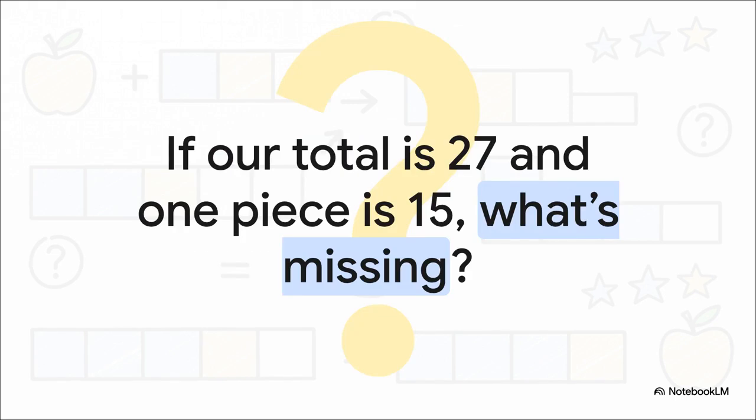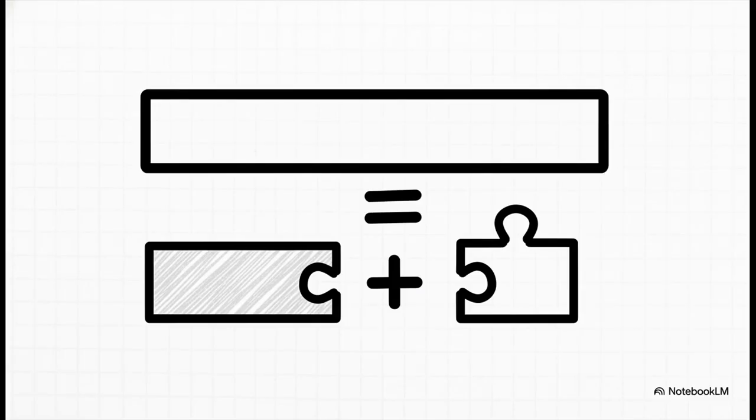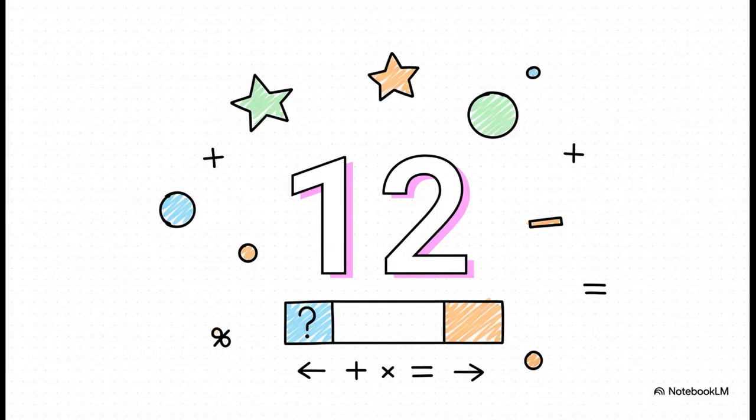So the question is pretty simple when you see it like this, right? If the whole thing is 27 and we know we have a piece that's 15, what's hiding in that other box? The bar model just lays it all out there for us. And really, all this visual is asking is a simple math question. 15 plus something equals 27. We're just looking for that one missing piece of the puzzle. And it's 12. Of course it is. You just take the total, 27, subtract the part you know, which is 15, and you're left with the missing piece. See how the bar model made that super clear?